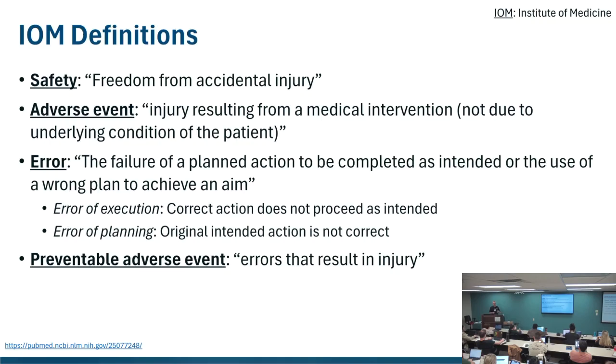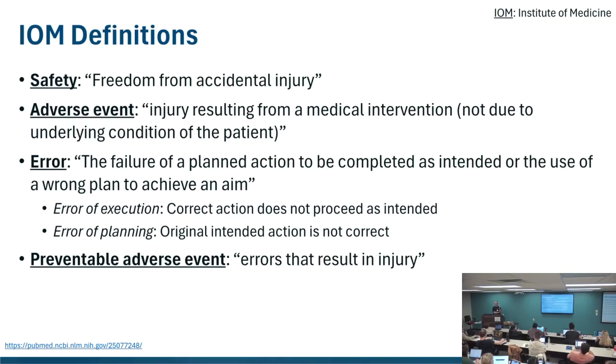So a drug does something that we didn't want it to do. The healthcare system has a flaw in it that leads to someone being harmed. That's accidental injury. An adverse event is injury resulting from a medical intervention not due to the underlying condition of the patient. Again, medical intervention, which is called iatrogenic. Iatrogenic means the medical system caused it. That is not due to the underlying condition of the patient.